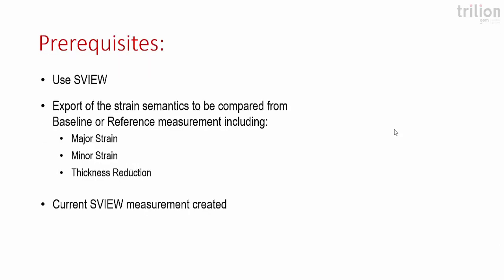The prerequisites for something like this: we're going to be using SView, so everything has to be done in SView. You have to export each strain semantic separately to be compared to the baseline for reference measurement, including major strain, minor strain, and thickness reduction. And then you're going to use the current SView measurement once it's created to import that data. So why don't we jump into that and see how it's done.